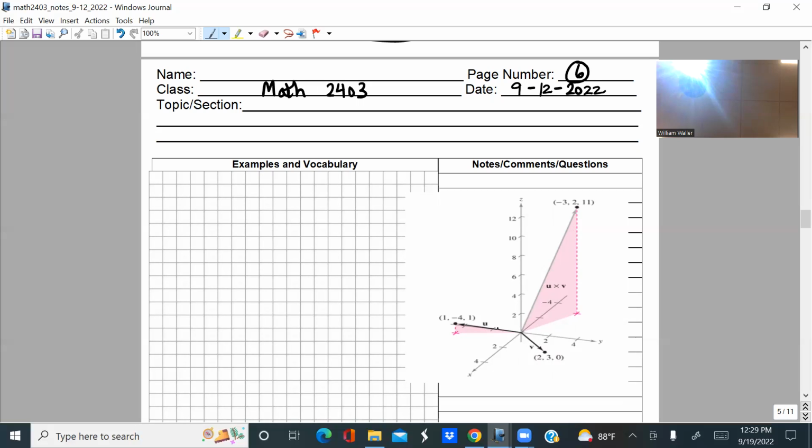This isn't a great picture to illustrate that, because u and v, the plane that contains them, is almost flat, right? Because u is just barely elevated. But it is elevated a little bit above the xy plane. So the plane that contains these two vectors is a little bit elevated above the xy plane, okay?